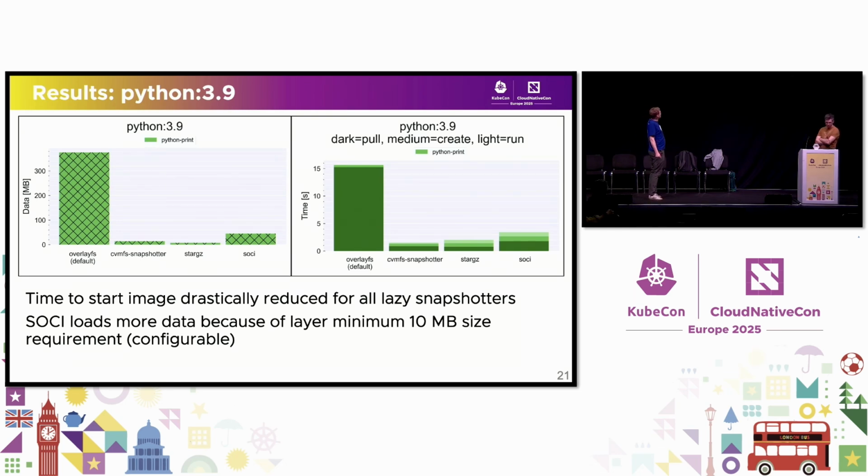Here it took something like 15 seconds to run, and in light green you can see the time until we're actually ready to execute our workload. The lazy pulling snapshotters are very comparable. They take a bit more time to actually run the workload, but you're almost instantaneously in the terminal or the REPL, and can get things started.